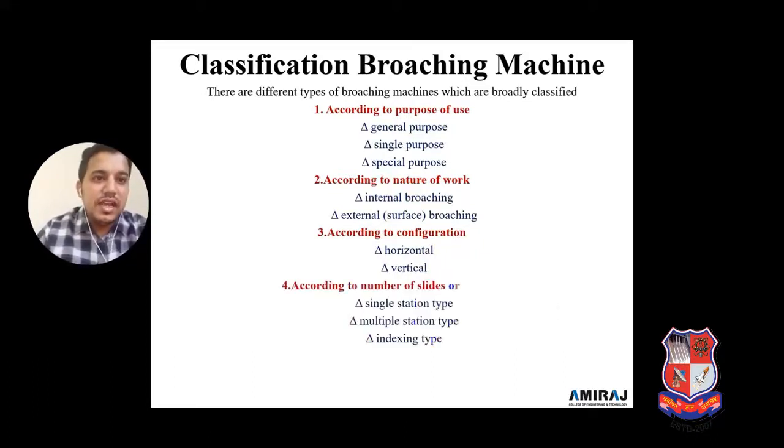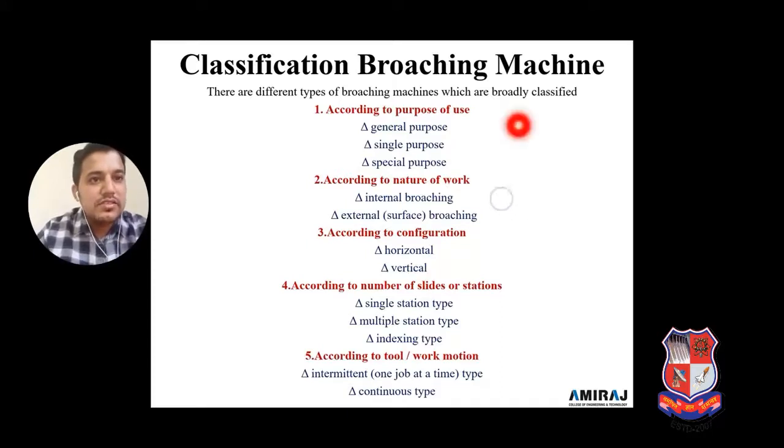Fourth one is according to the number of slides or stations, meaning single station type and multi station type. And the last one is according to tool work motion, so it is intermittent for one job at a time, and continuous. So all this classification is required for the 3 or 4 mark question they may ask in GTU: explain the different types of broaching machine as per different parameters or classifications.